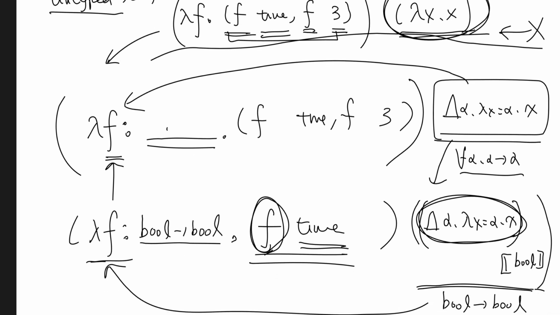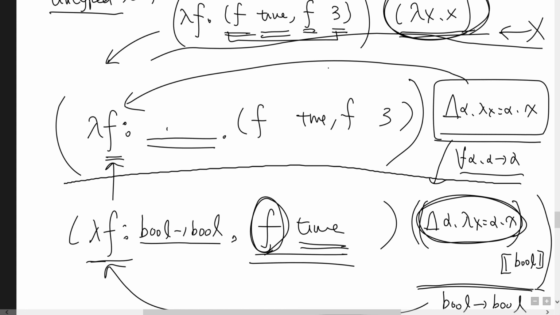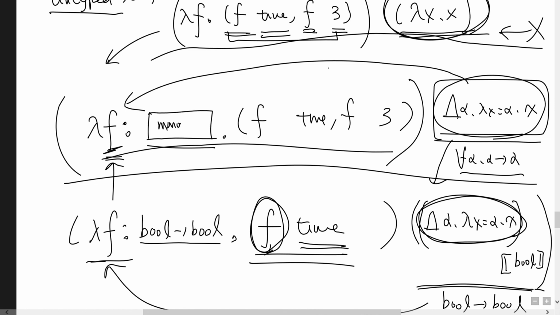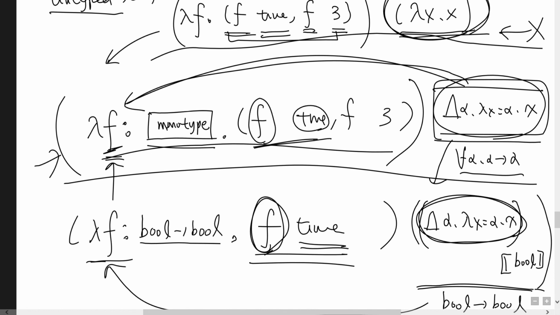So to make sure that everyone understands why this doesn't make sense, you cannot, first of all, pass this polymorphic identity function to this lambda abstraction because this f must have monotype. But this has a polytype. So type checking fails for this expression. So you cannot even make attempts to apply the function f to different types.